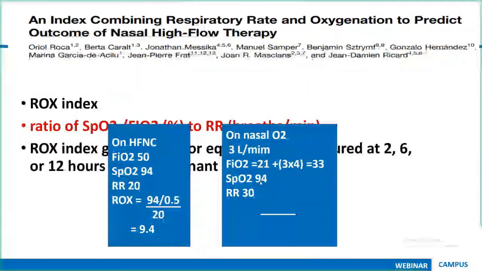The patient is saturating at 94. The respiratory rate is now 30. So now you have to see the SpO2, 94 divided by 0.33, and again divided by the respiratory rate 30. So the ROX index is 9.5. You see, these both patients are equally sick now. The patient on 3 liters per minute has a very high respiratory rate and his saturation is low, so that is why his ROX index is 9.5. The patient on FiO2 50 is also maintaining a ROX index of 9.4. So severity wise both are almost equal.